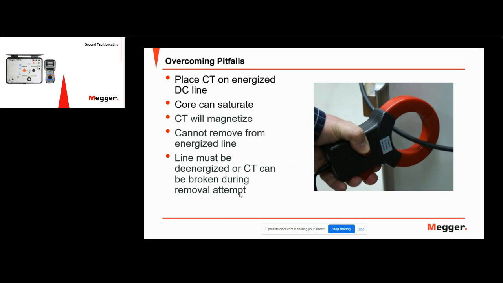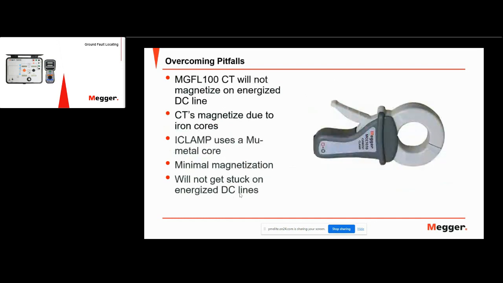This is why you don't see Rogowski coils used or flexible CTs in these applications, because they have air cores in them. And they have very low permeability, so they're not very good at trying to capture these very low frequency, very low magnitude signals. Typically, you need something that has a high permeability, so you need something with a good core. So you can pick up the small signals, but the downside of that is that they can magnetize on DC lines. So how do you deal with that?